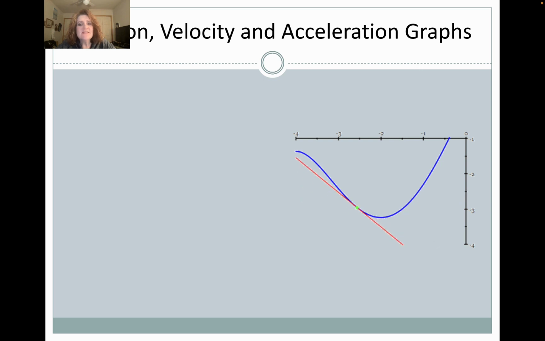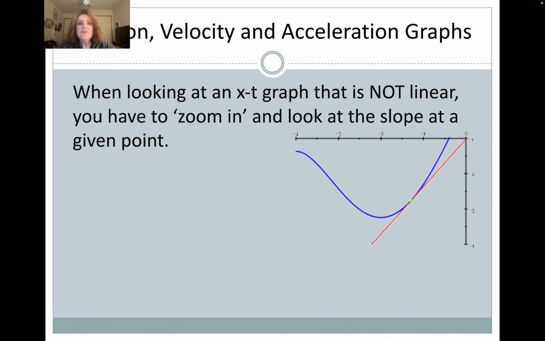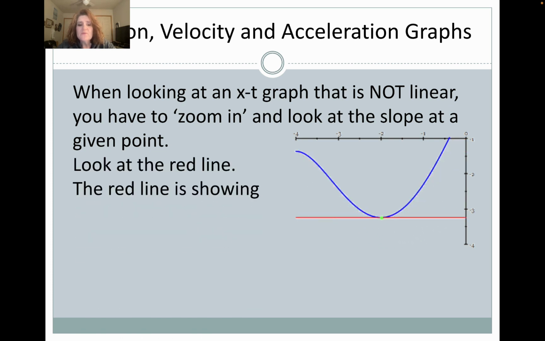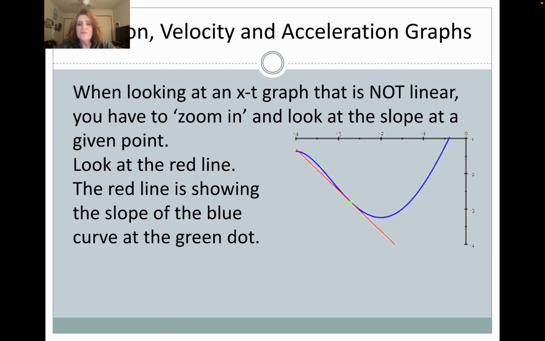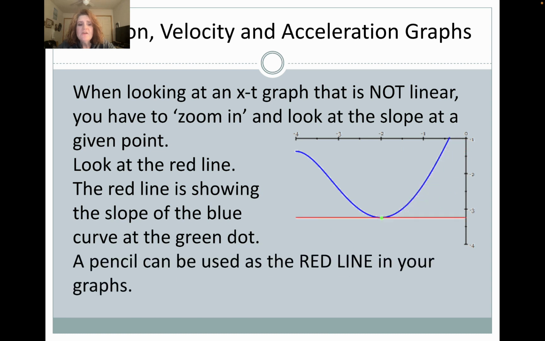Position, velocity, and acceleration graphs. These are going to be curves. And when you look at an XT graph that's not linear, it's not a straight line, you really kind of have to zoom in and look at the slope, because remember that's what velocity is, the slope of an XT graph at a given time. So look at the red line moving back and forth. The red line is showing the slope of the blue curve at the green dot. So a pencil can be used as your red line on your graphs.